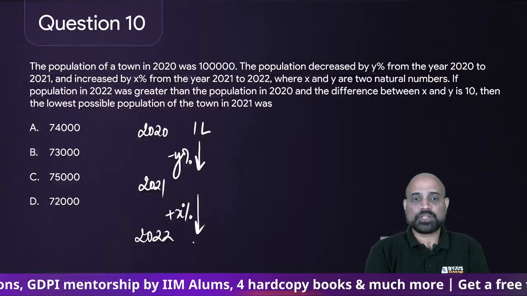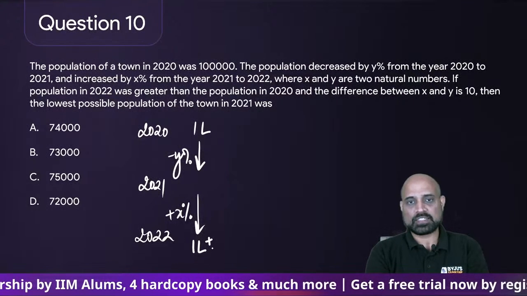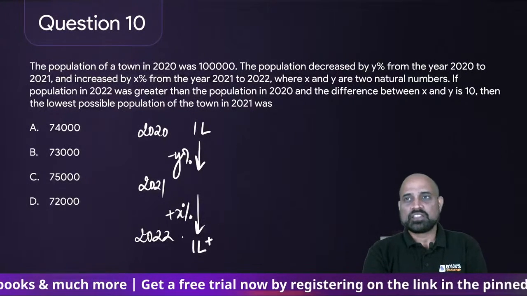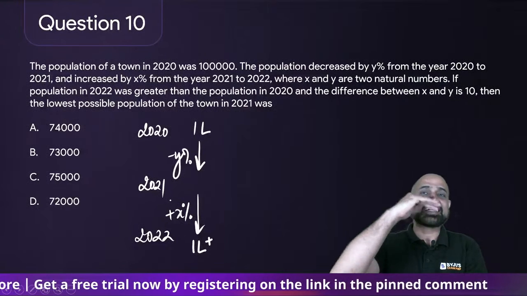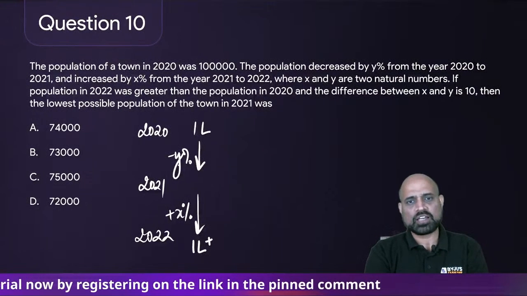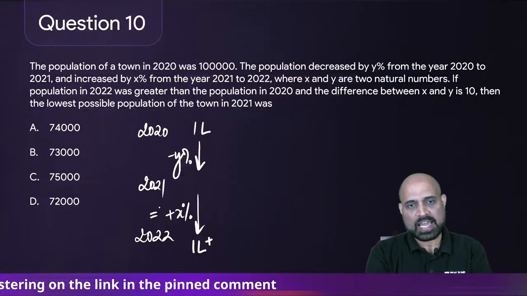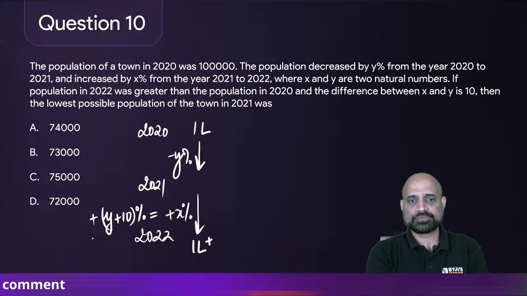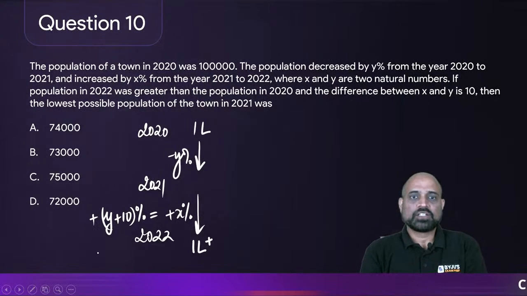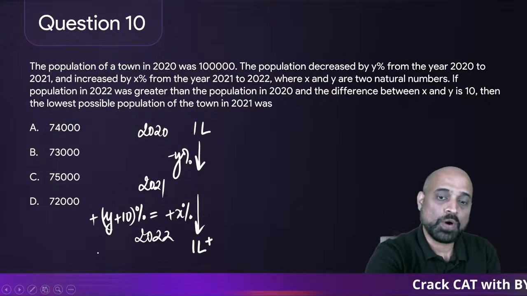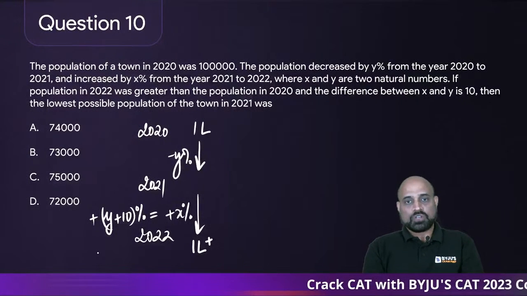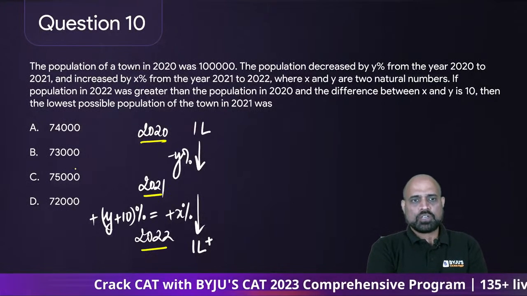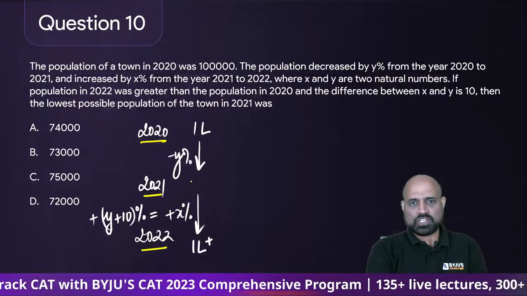If population of 2022 is greater than 1 lakh, so 1 lakh से ज़्यादा है, and the difference between X and Y is 10. देखो, the percentage increase component is always larger. So अगर मैं उसको Y मानूं, तो this is actually going to be Y plus 10%. तभी वो बढ़ेगा. ठीक है? The lowest possible population of the town in 2021 was. So how about we use the options? है ना? Lowest possible 72,000 लेते हैं अपन.